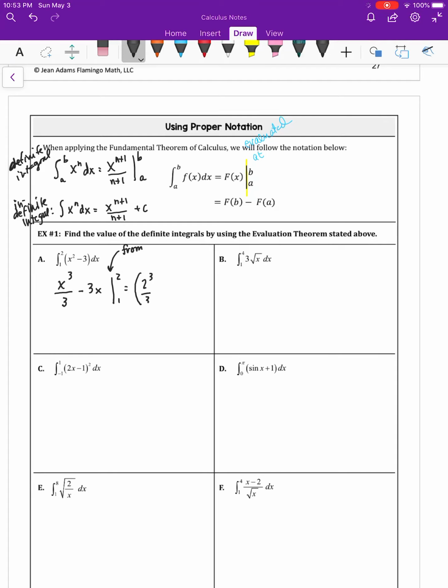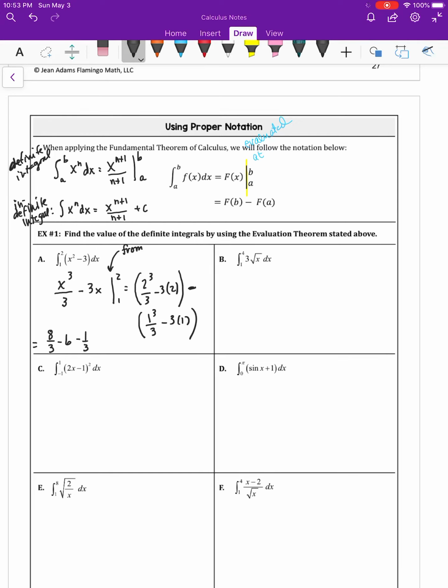So I'm saying from here, I said evaluated at, but either way, you're going to take that whole thing at 2. So you're going to say 2 to the third over 3 minus 3 times 2. Notice I put 2 in for my x value, minus, now I'm going to put 1 in for my x value: 1 to the third over 3 minus 3 times 1.